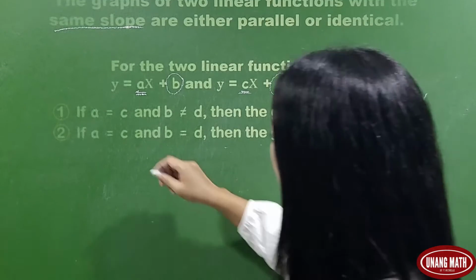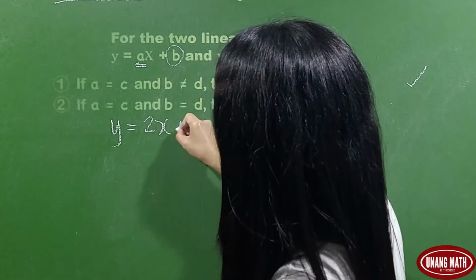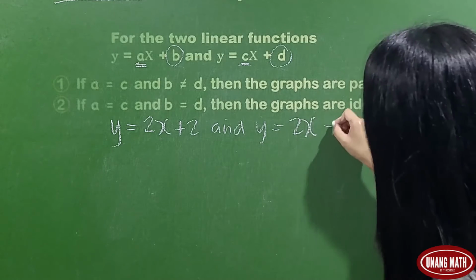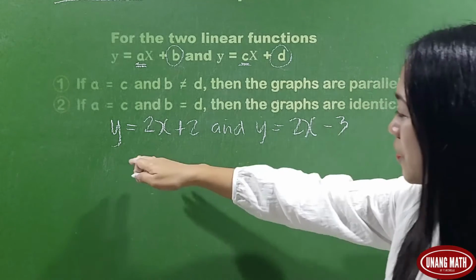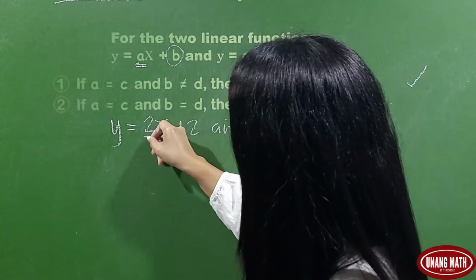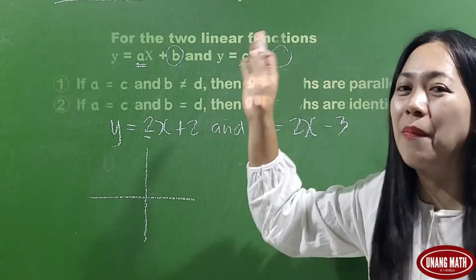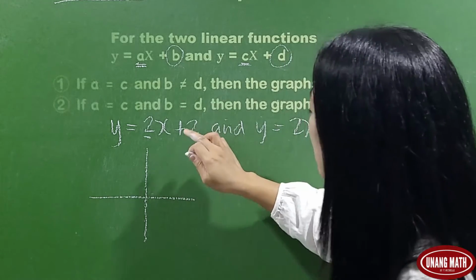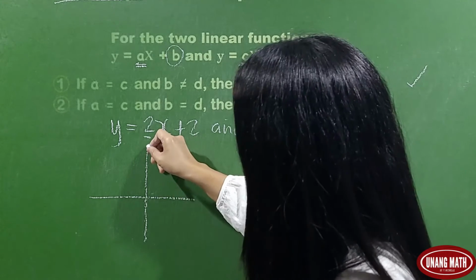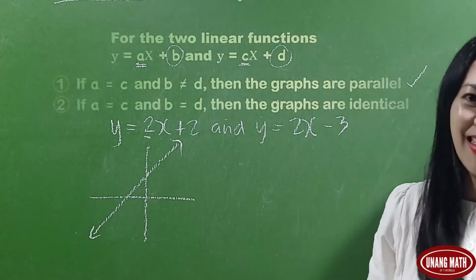Let's give specific examples. We have here y is equal to 2x plus 2 and y is equal to 2x minus 3. Let's graph y is equal to 2x plus 2. Since the slope is 2, a positive number, we have an idea that the graph slopes upward. The y-intercept is positive 2, so it means the graph crosses the positive y-axis. So the graph looks like this.